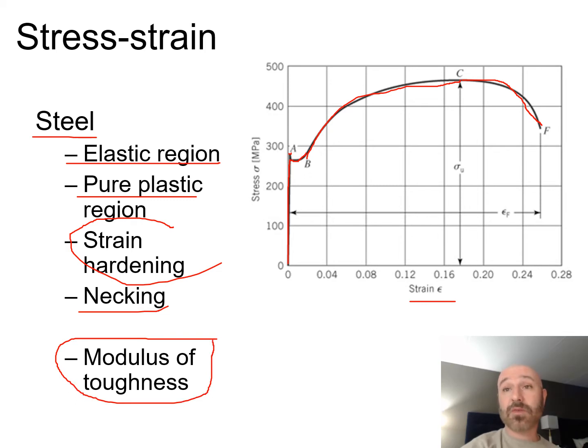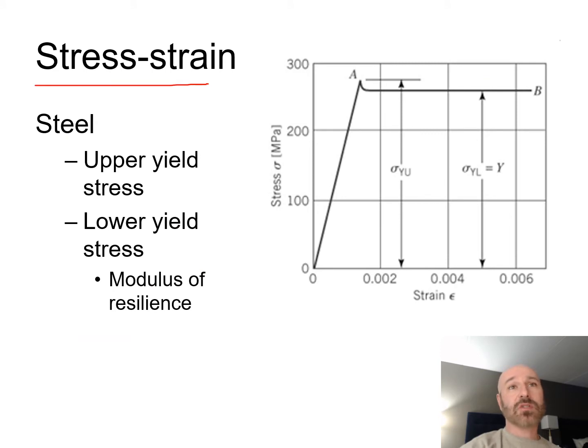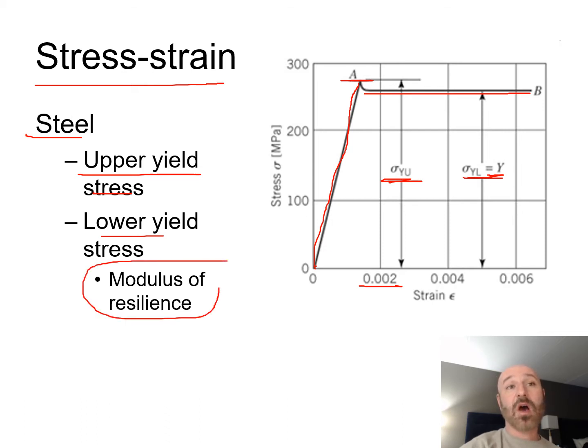Now, if we continue to look at our stress strain curve for steel and zoom in at that first elastic part, we can see the strain is minimal compared to our stress. We're going up to almost 280 MPa, and we're barely getting below 0.002 for our strain. So we have our upper yield stress right here at our point A. There's our upper yield stress. And then this line at B is our lower yield stress, where we have sigma YU for our upper yield stress and sigma YL for our lower yield stress. And this is going to lead us to the topic of the modulus of resilience.